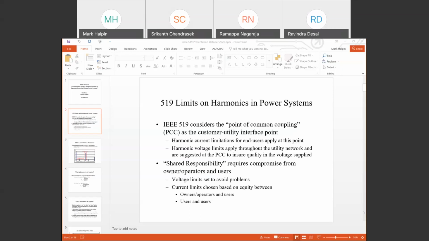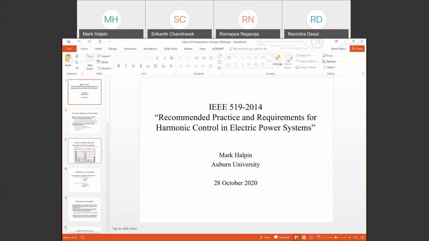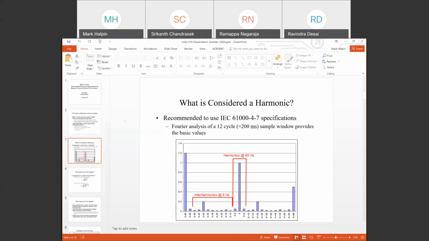So exactly what are we trying to limit here? What do we consider to be a harmonic? Now, this might sound like a trivial discussion, but it's not. In the 519-2014 edition, we prescribe the use of instrumentation that is compliant with IEC 61000-4-7 for measuring harmonic content.